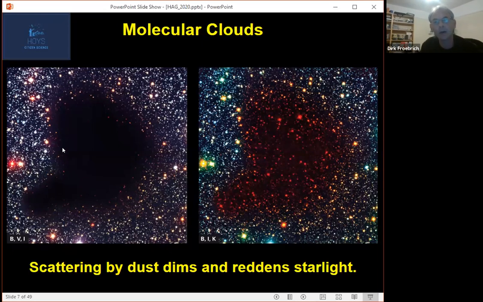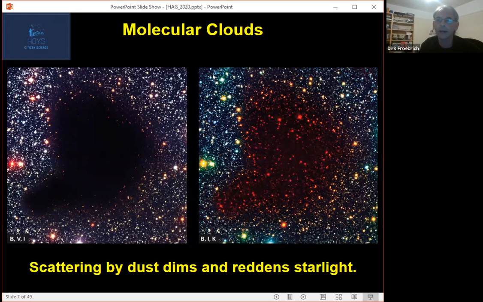You can see the cloud blocks the light of all the background stars. And as I said, 99% of that cloud is gas. But if you take all the gas out and just leave the dust there, it would look exactly the same. It's the dust grains which scatter and absorb the radiation from the stars, and in the optical, in this case, block it completely.